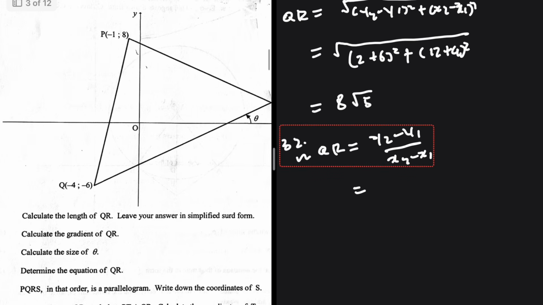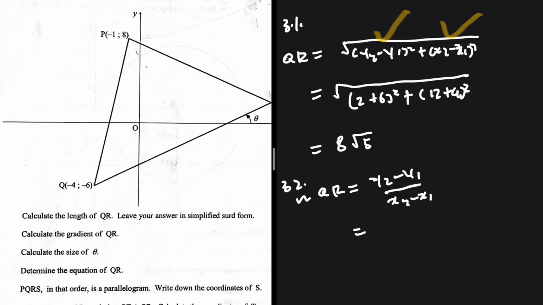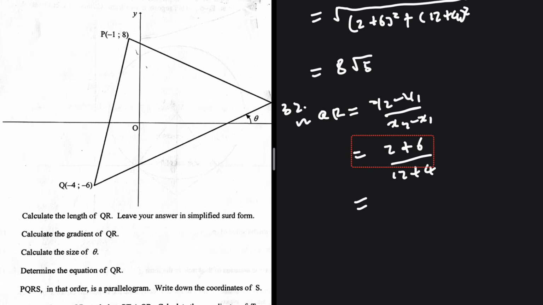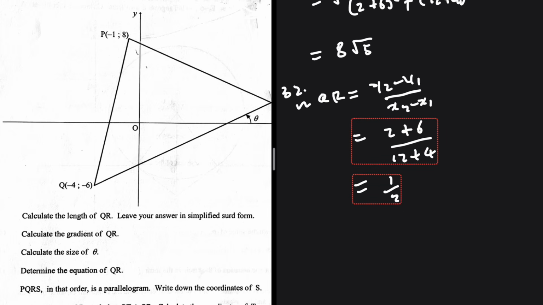So the answer that I'm getting here is 8 square root of 5. Right, that is the answer to 3.1. Okay, so 3.2, calculate the gradient of QR. The gradient of QR is y2 minus y1 divided by x2 minus x1. So that is going to be 2 plus 6 divided by 12 plus 4. 2 plus 6 is 8, 12 plus 4 is 16. So the gradient of QR is 1 over 2.